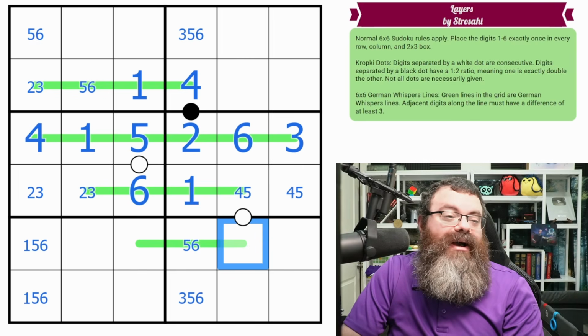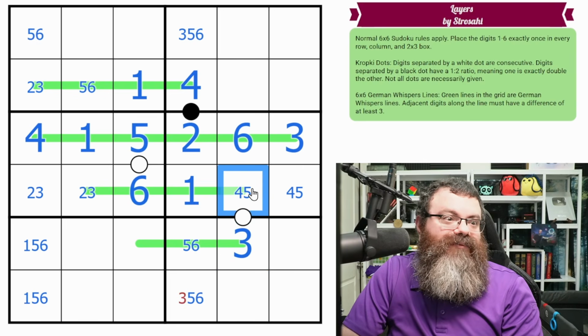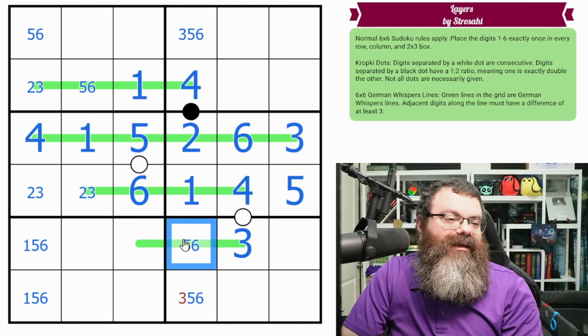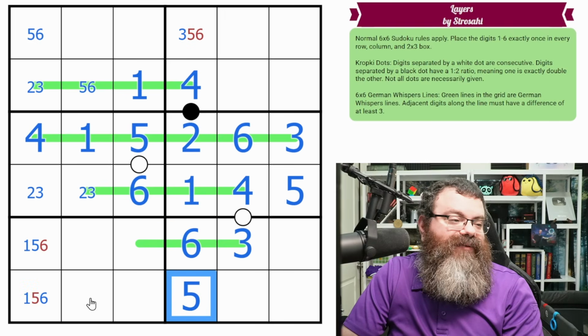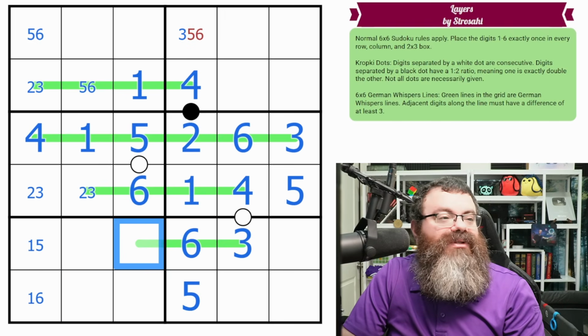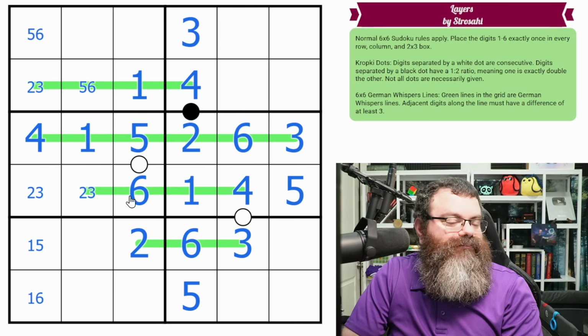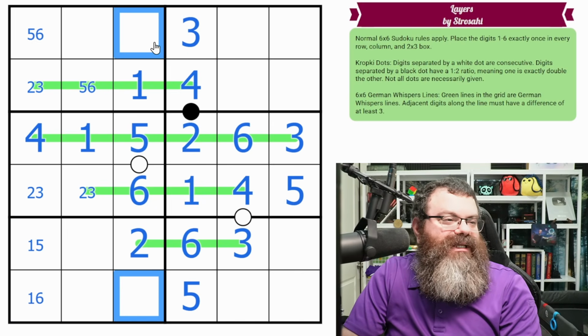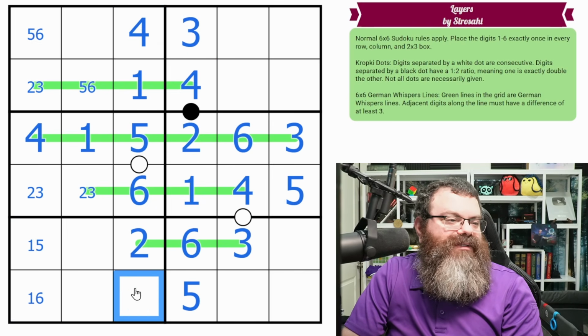So the only low actually is a 3 that can go next to 4, 5, making this 4, then this 5. 3 has to be next to 6. That's 5. And then this has to be low. It's not 1 or 3, so it has to be 2. All right, that's a 3. This column needs a 3 and a 4, so that's 4 and that's 3.